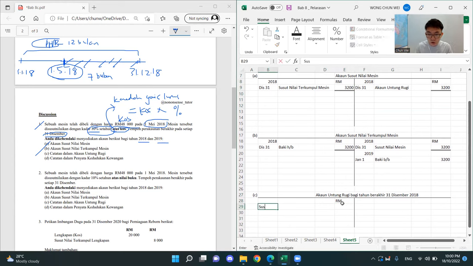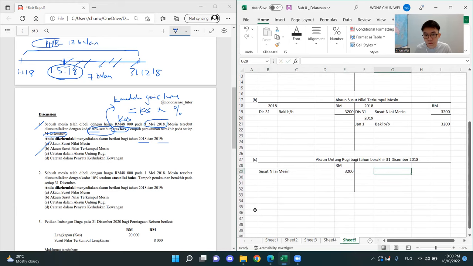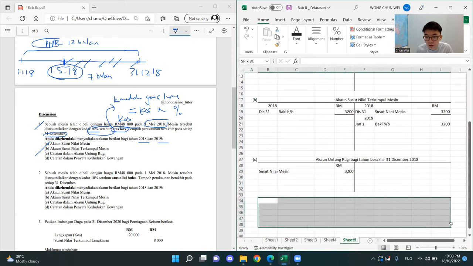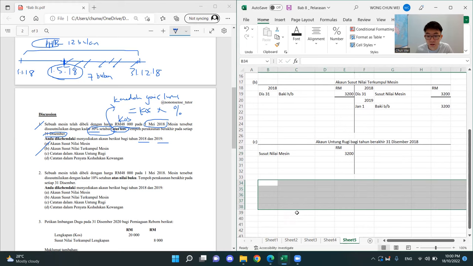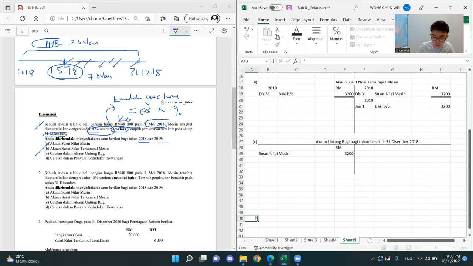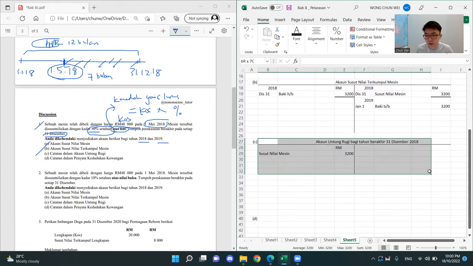So, susut nilai mesin 3,200. Okay, and then for my D, if can, you skip one more part. You skip here this much because this one will be for 2019. Okay, now skip and then to the D. Okay, the D will be for the PKK lah.